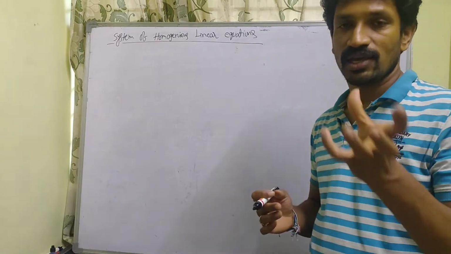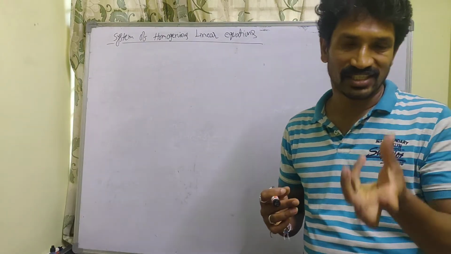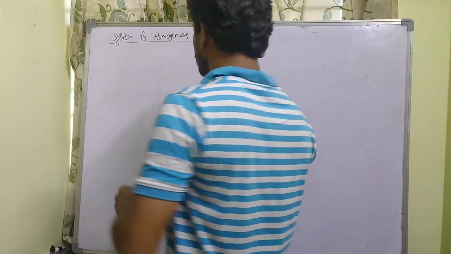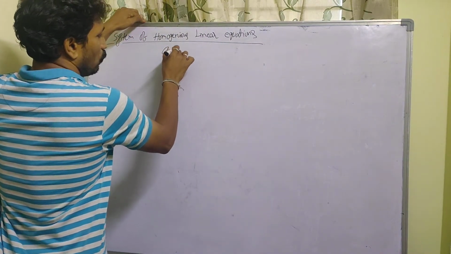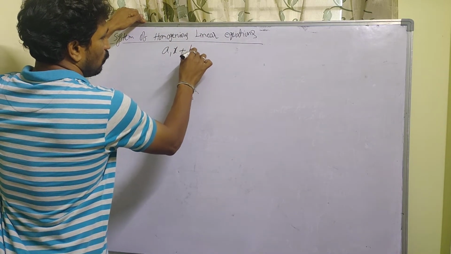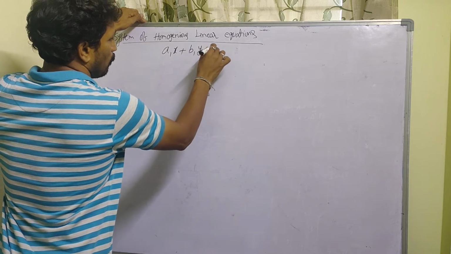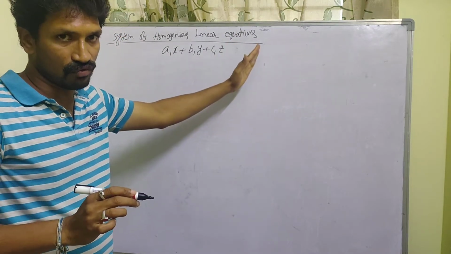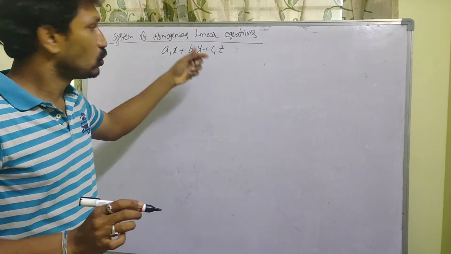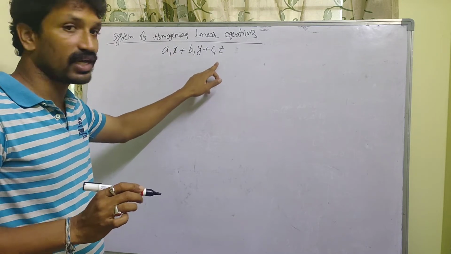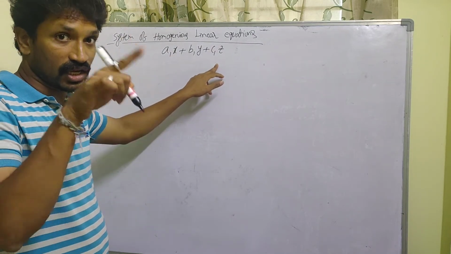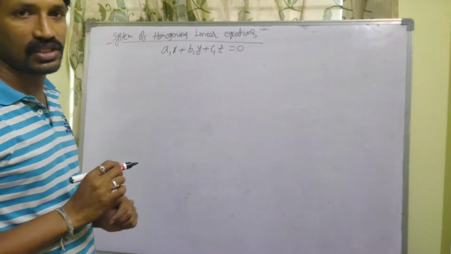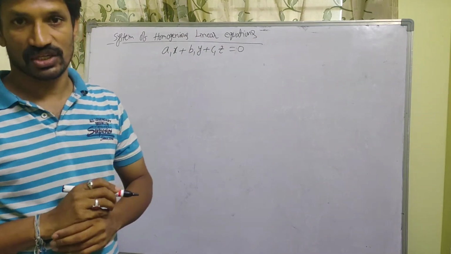What is homogeneous? In that equation, if every term has the same degree, then that equation is called a homogeneous equation. Generally, if you take three variables, a1x plus b1y plus c1z is equal to d1, it will be non-homogeneous. Here the degree is 1, here the degree is 1, here the degree is 1. If you take a constant, the degree is 0, so we should not consider a constant. For homogeneous equations, we don't have a constant.